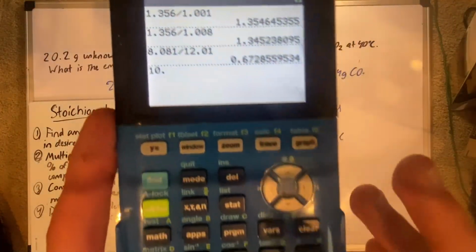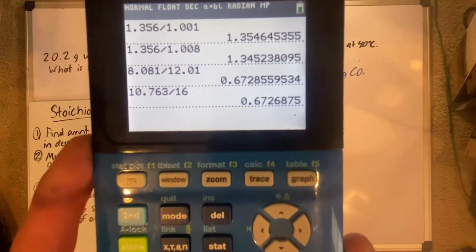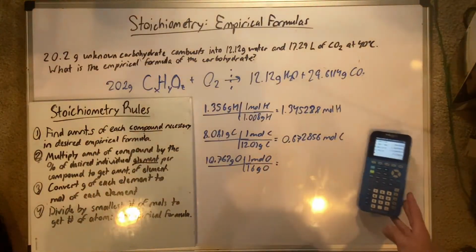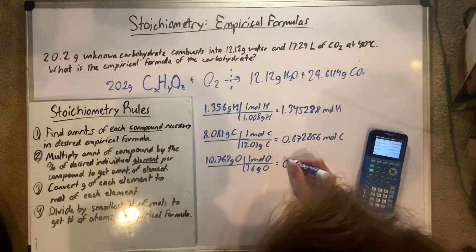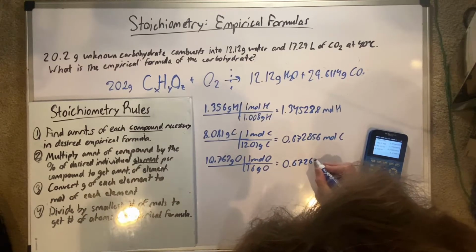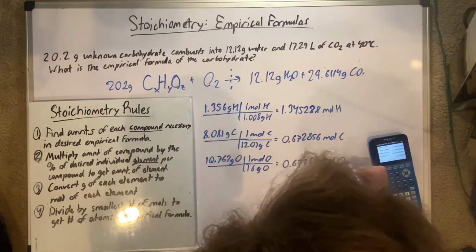So now 10.763 divided by 16 is 0.6726875. Notice it's very close to the other number, not a coincidence. 0.6726, we'll go 69 moles of oxygen.